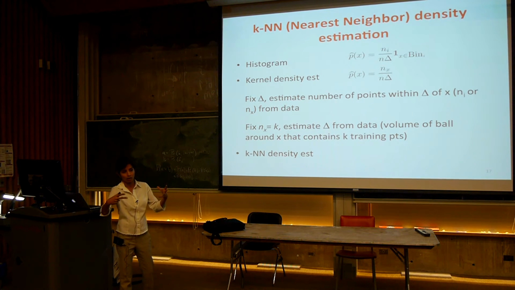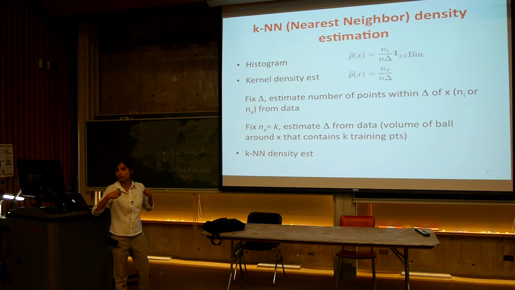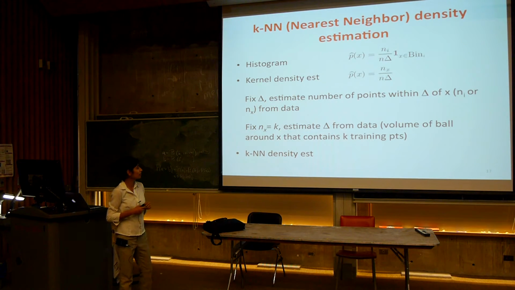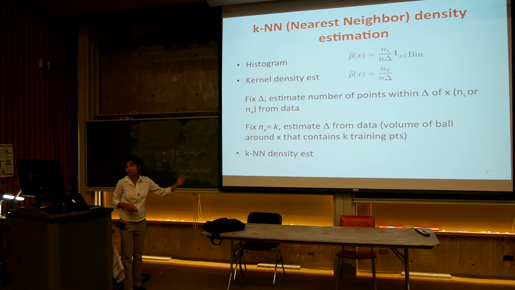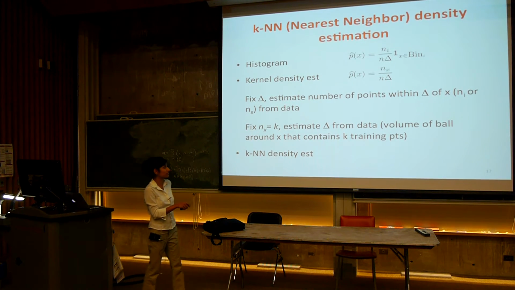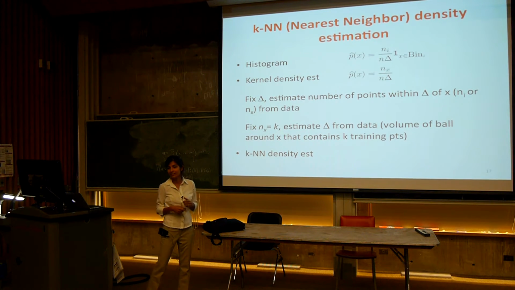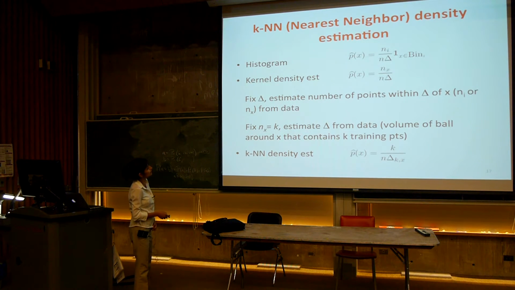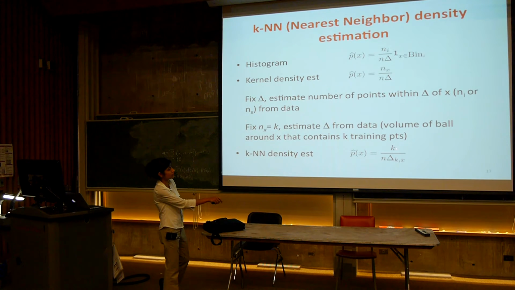It would be the volume of the ball that you need to reach out to until you have k training points enclosed around your test point. And that gives you the k nearest neighbor density estimate. Of course, computing this volume is hard. And if you see in practice, you can see it right here. You're always using k. So instead of the number of training points around x varying, now you fix that at k and you're changing delta.